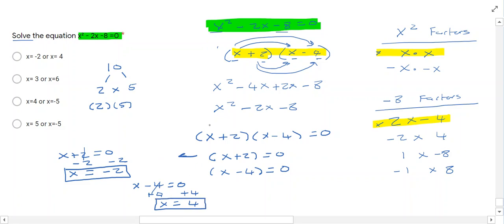So what we can see then is that this here is our answer, and these are the roots. So that's how you work through and solve this. They're quadratic equations, factorizing a quadratic equation. Okay, hopefully that makes sense.